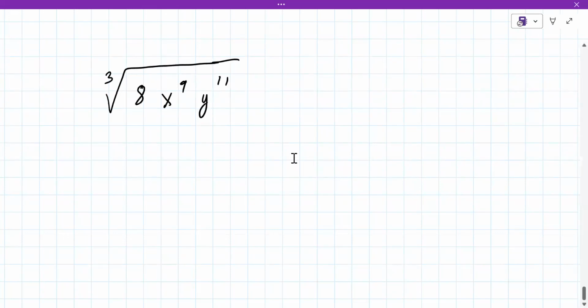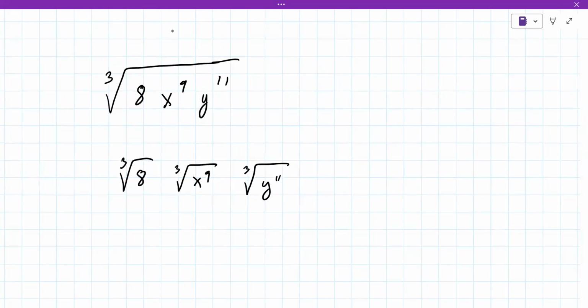We're gonna do one more example, or maybe two. We're gonna do cube roots now. Cube root of 8, x to the 9th, y to the 11th. It's really similar to what we've been doing. It's the cube root of 8, the cube root of x to the 9th, the cube root of y to the 11th. Now the cube root of 8 is 2. 2 times 2 times 2 is 8. The x to the 9th becomes x cubed because you divide by 3.